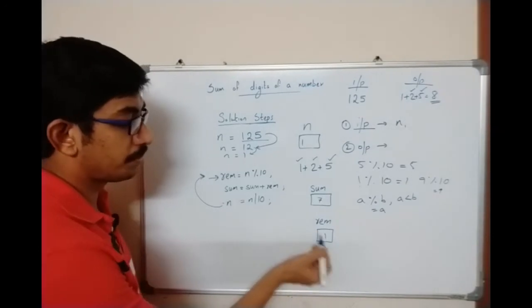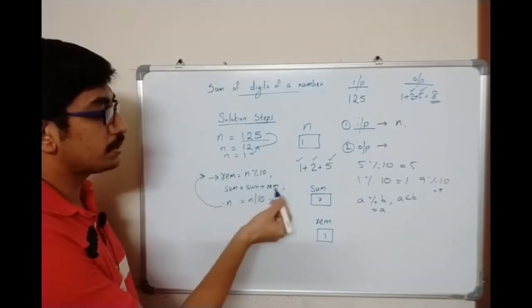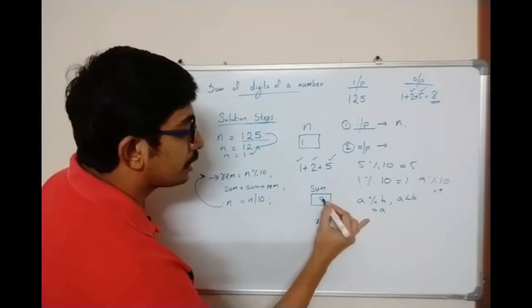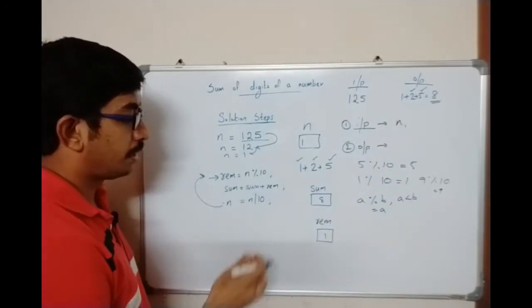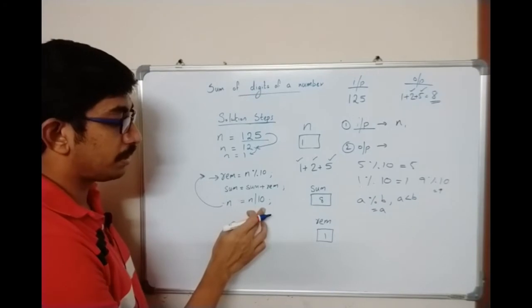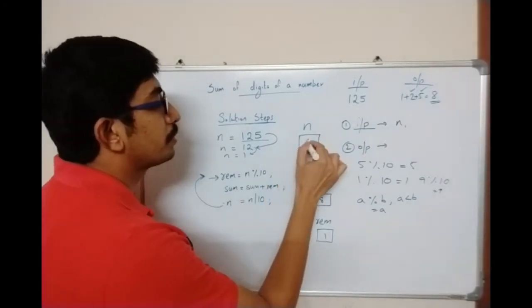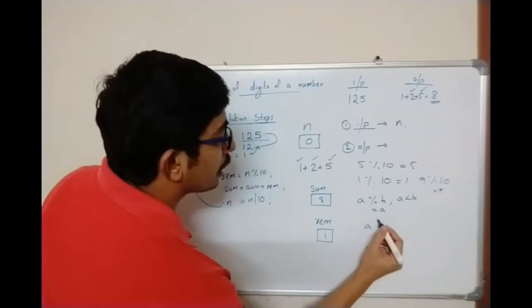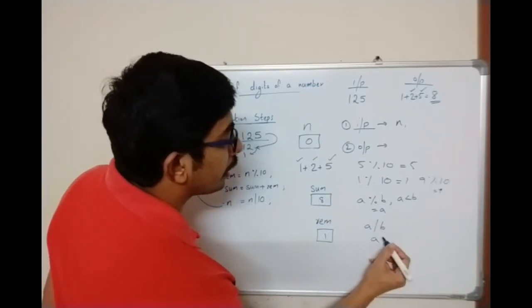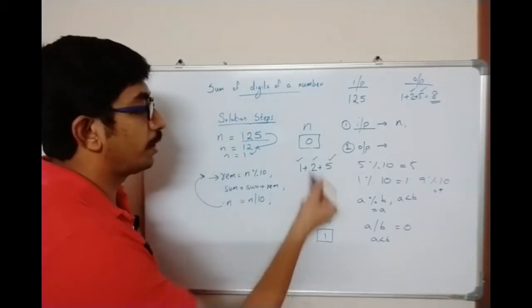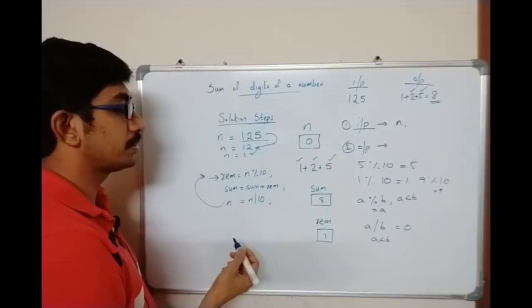So now in remainder you have 1. Sum is equal to sum plus remainder, that is 7 plus 1, that is 8, which is your desired result. And n is equal to n by 10. If you do that, 1 divided by 10 will be 0. So again if you say a by b, and if a is less than b, your result is going to be 0. So 1 by 10, your result is going to be 0.